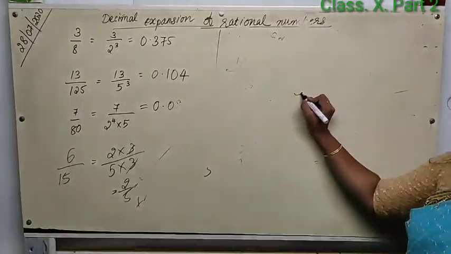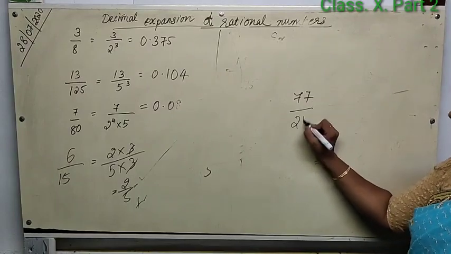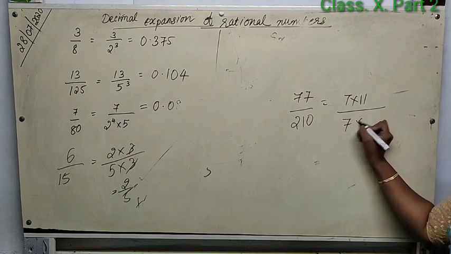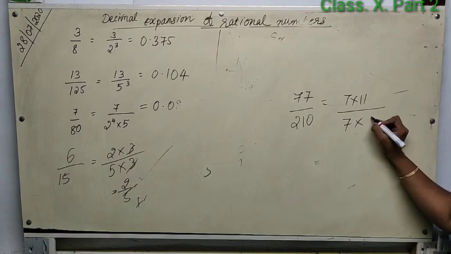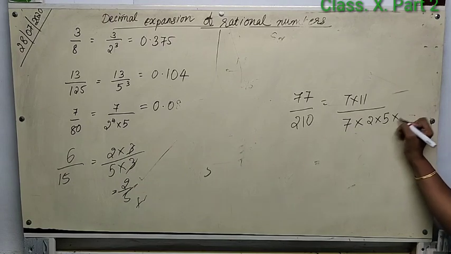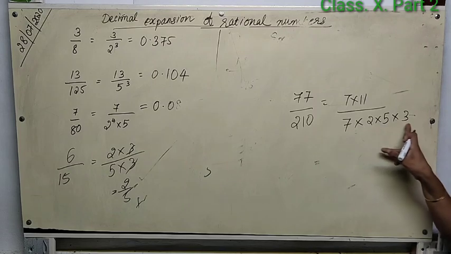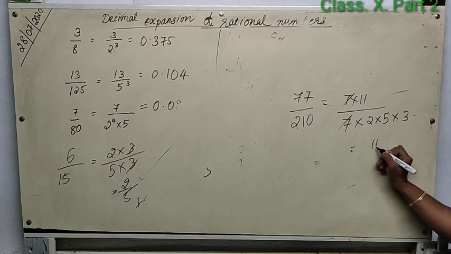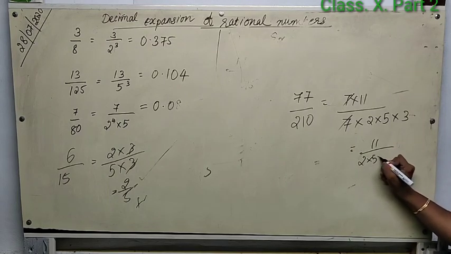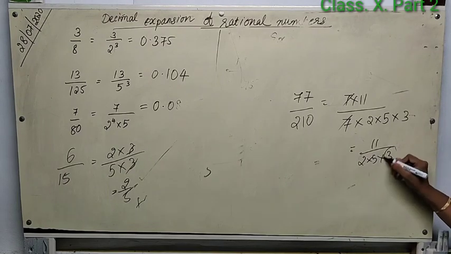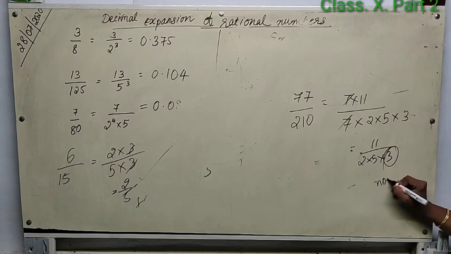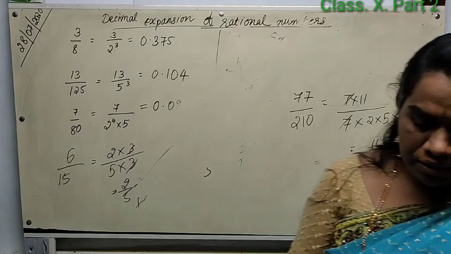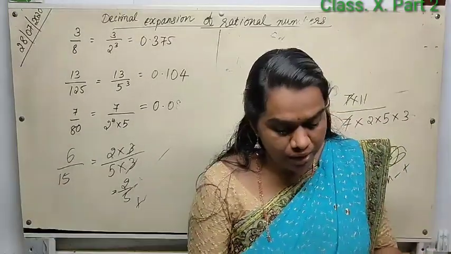One question, last question, 77 by 210. 77 is 7 into 11. 210 is 7 into 2 into 5 into 3, isn't it? 7 into 3 is 21, into 10 is 210. See, 7 gets cancelled. Then 11 into 2 into 5 into 3. The 3 will not get cancelled, so it is non-terminating. Okay, try that question. If you have doubts, you can ask me.